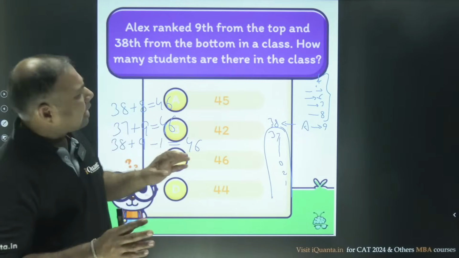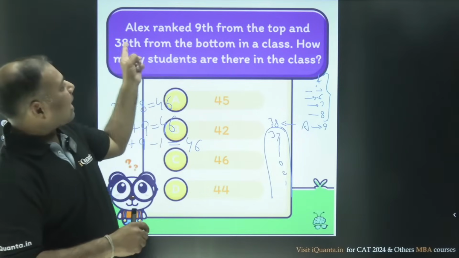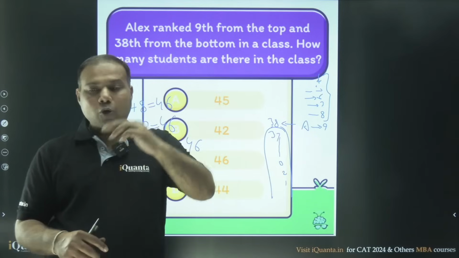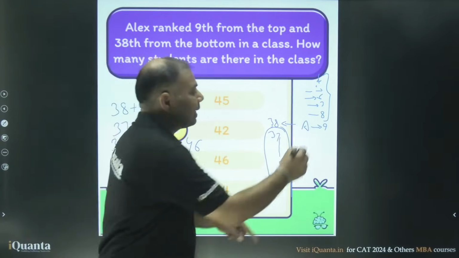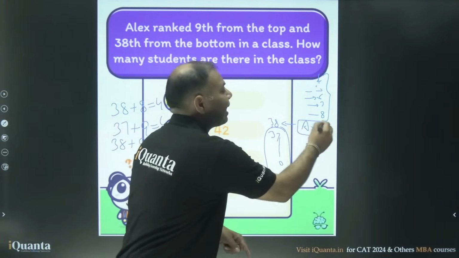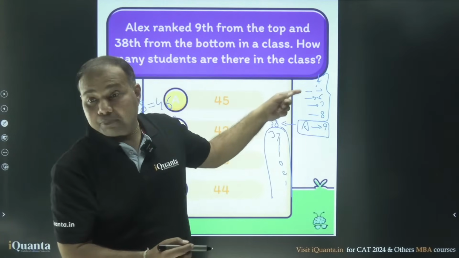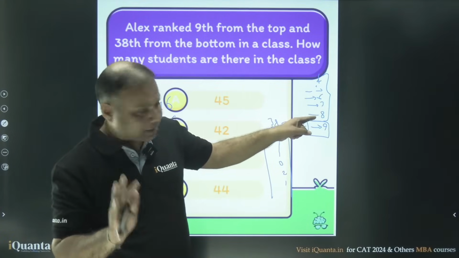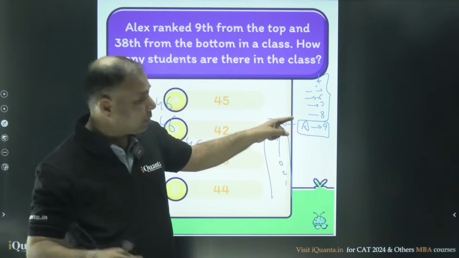See, what we did, we only did this much. It is given that Alex ranked 9th from top. Alex is at the 9th position from the top. Being 9th from the top means that those ahead of Alex, or in positions above Alex, there are 8 more students, right? Is this clear? Right? And you have mentioned it already.